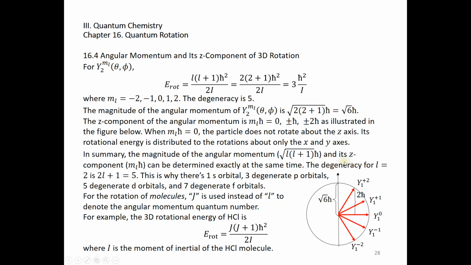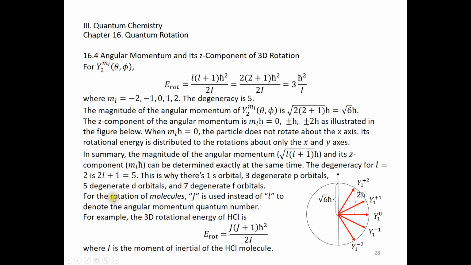Again, the degeneracy for L equals 2 is 5. The equation for degeneracy is 2L plus 1. And that's why there's 1 s orbital, 3 degenerate p orbitals, 5 degenerate d orbitals, 7 degenerate f orbitals. We can have 9 g orbitals and 11 h orbitals, if we're talking about the rotation of the electrons in an atom.